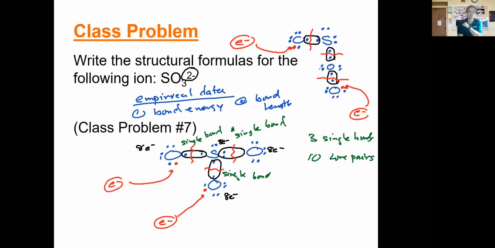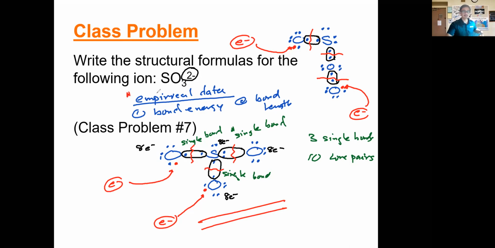Here we have two sulfur oxygen bonds and one oxygen oxygen single bond. So they're not the same. We have different types of bonding that will have different bond energies and different bond lengths. And so we can collect the bond energy and bond length to support that. Understand, here we have three single bonds, and here we have three single bonds, but here we have three sulfur oxygen single bonds, all the same. Here we have two sulfur oxygen bonds and one oxygen oxygen bond. This structure right here is the one that is supported by this empirical data.